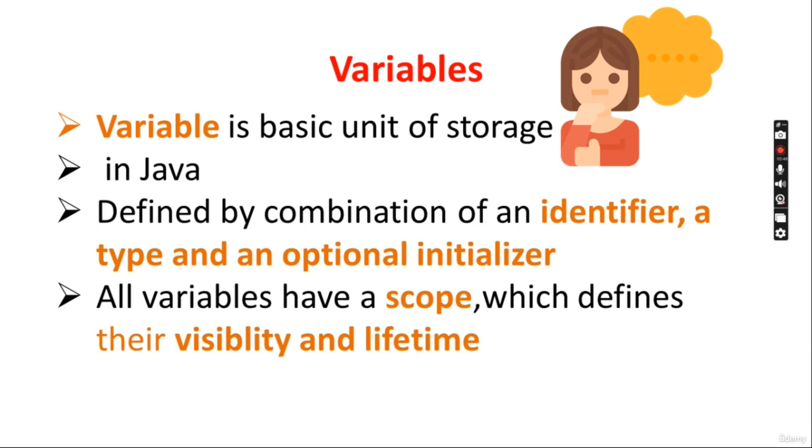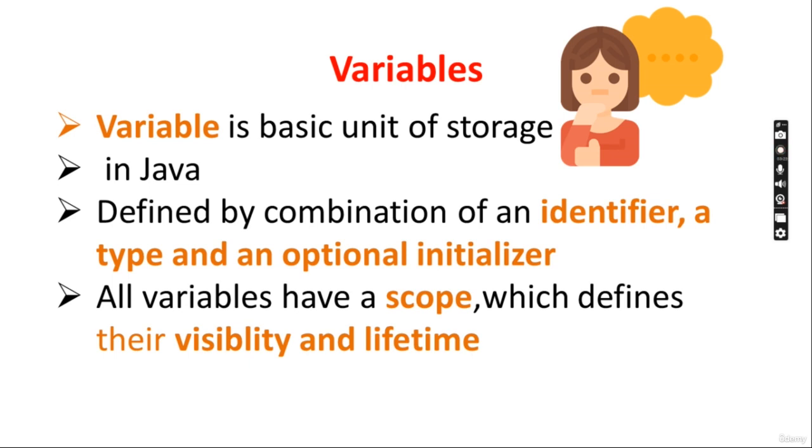Now variables. What are variables? A variable is the basic unit of storage in Java. So whatever you compute, calculate or operate upon in Java will be stored in a variable. A variable is unlike a constant in Java. A variable means its value can change. Every time you operate or calculate, its value will change. It will not be constant.